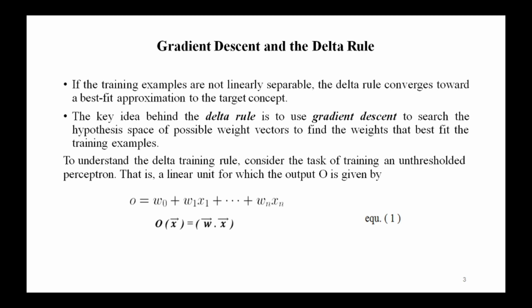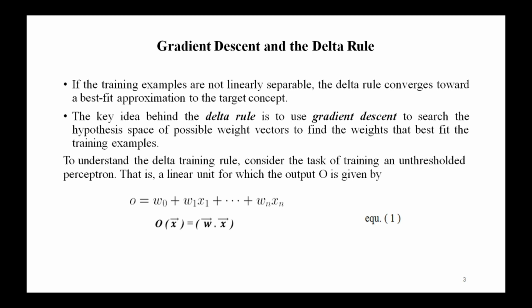So this rule is very important because gradient descent provides the basis for the backpropagation algorithm, which can learn networks with many interconnected units. It is also important because gradient descent can serve as the basis for learning algorithms that must search through hypothesis spaces containing many different types of continuously parameterized hypotheses.